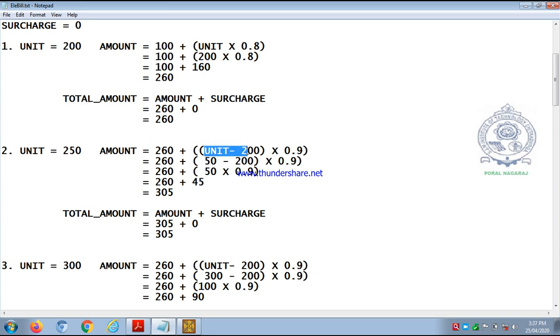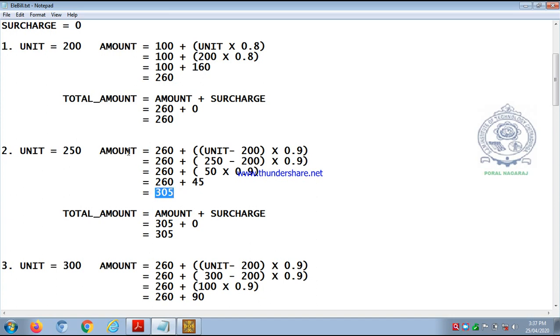This is important: unit minus 200 means whatever is above 200 up to 300, and how much do we need to charge for it? 90 paisa. That is the logic here. So for 200 units it is 260, plus unit is 250, so 250 minus 200 is 50. 50 into 90 paisa comes to 45. So 260 plus 45, the amount is 305.